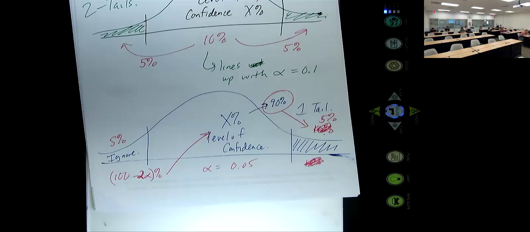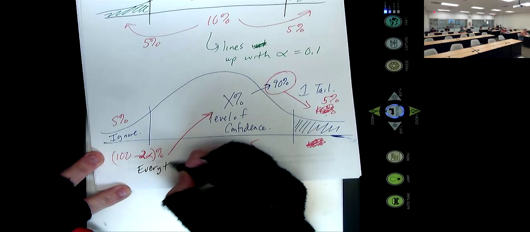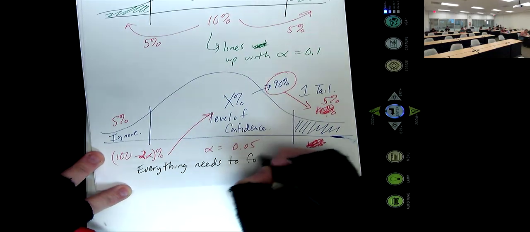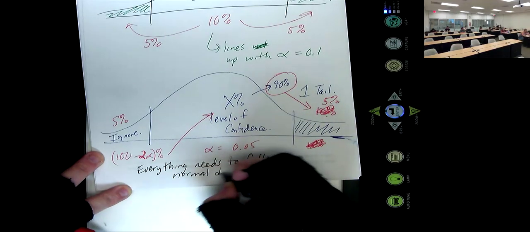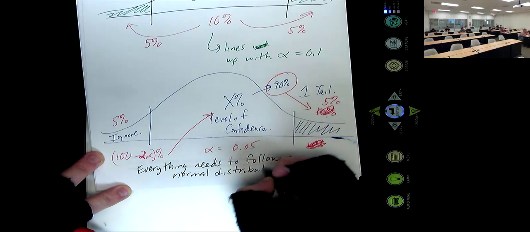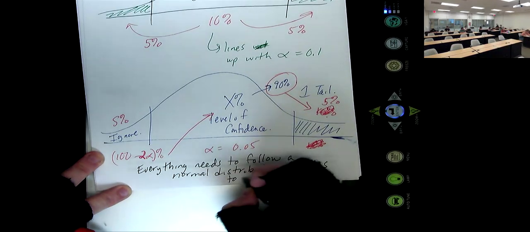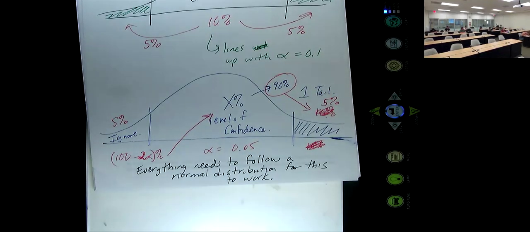And the reason why we can do this is the way hypothesis test works, everything needs to follow a normal distribution. For this to work, we gotta be able to use this bell curve, that's how we're testing it. So that's why we have those tests to say, is this normal?